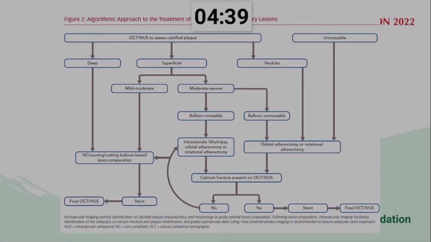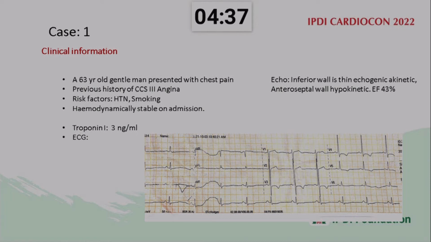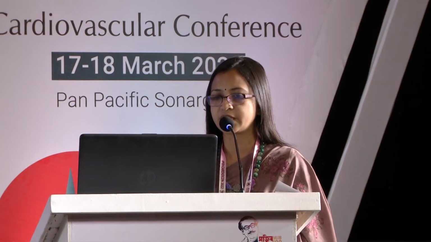My first case is a 63-year-old gentleman presented with chest pain. The patient had a previous history of CCS 3 angina. The patient was a hypertensive smoker. On admission, the patient had ischemic changes in the anterior leads, and the echo finding was that the inferior wall is thin, echogenic, akinetic, the anteroseptal wall is hypokinetic, and ejection fraction is 43%, and troponin was elevated. So we are dealing with a case of non-STEMI.